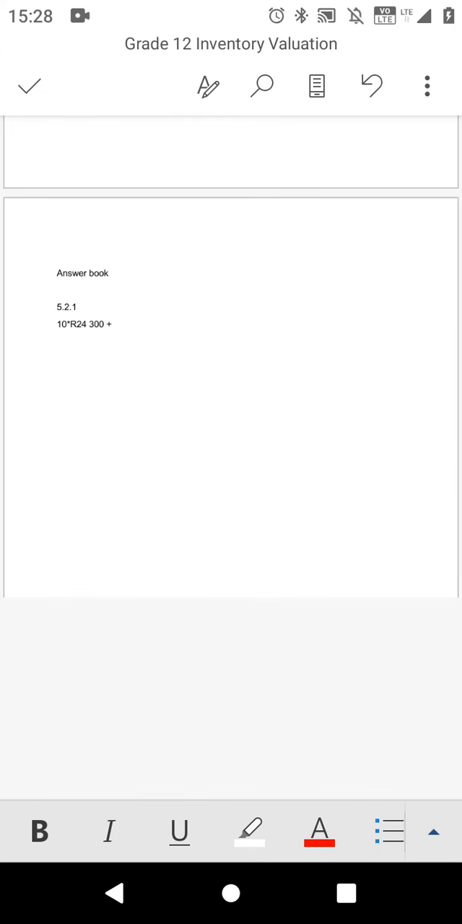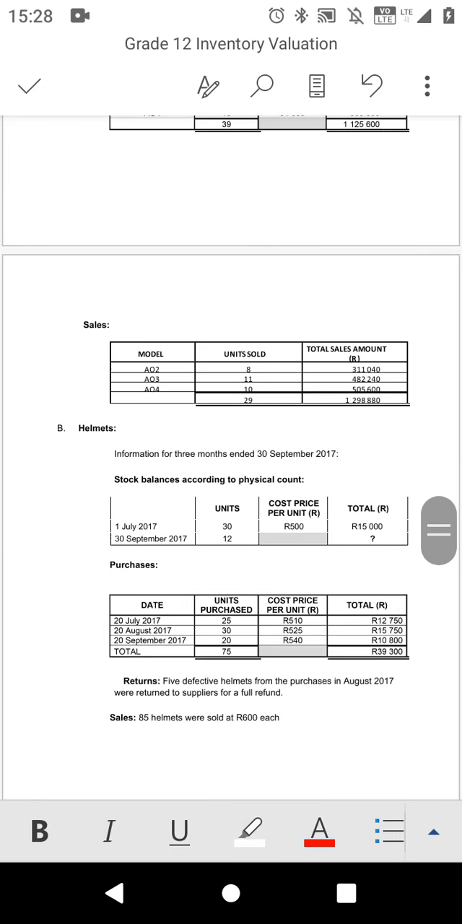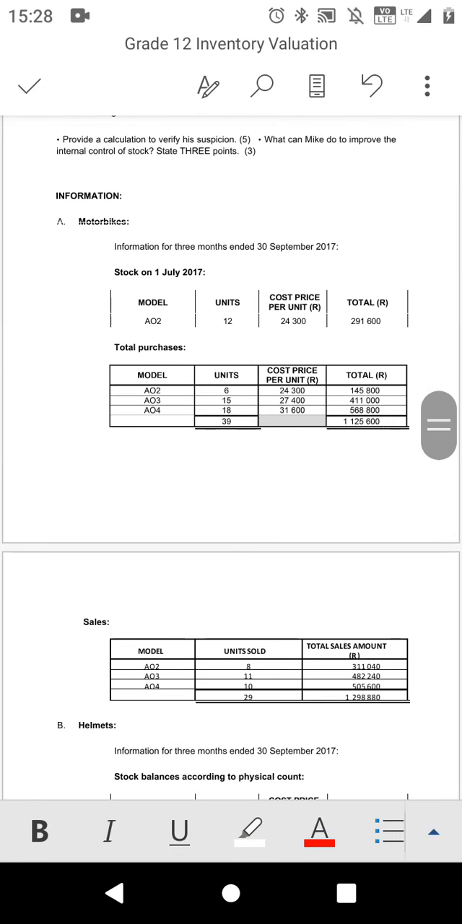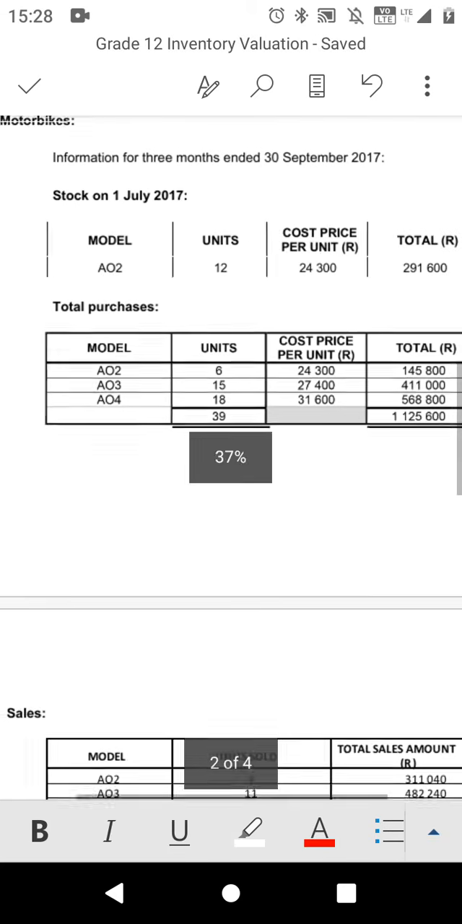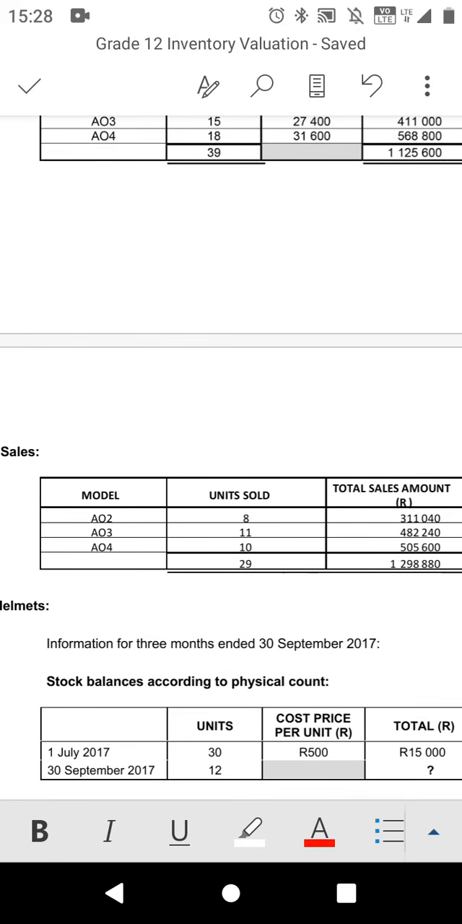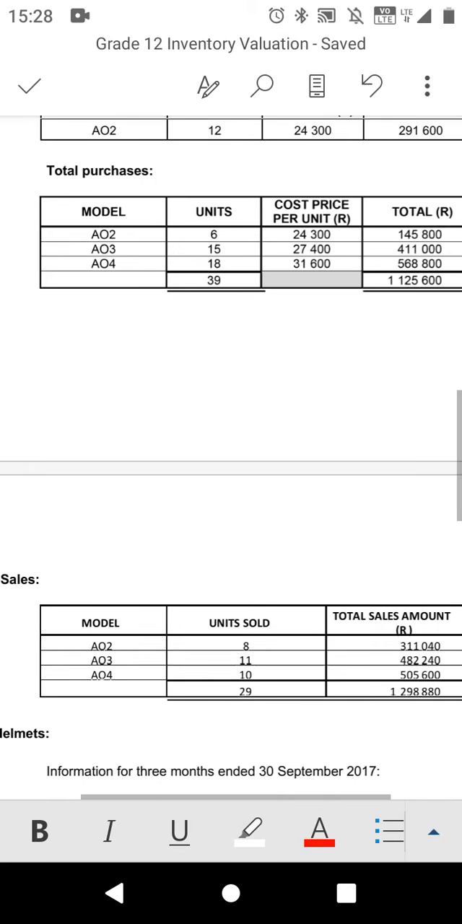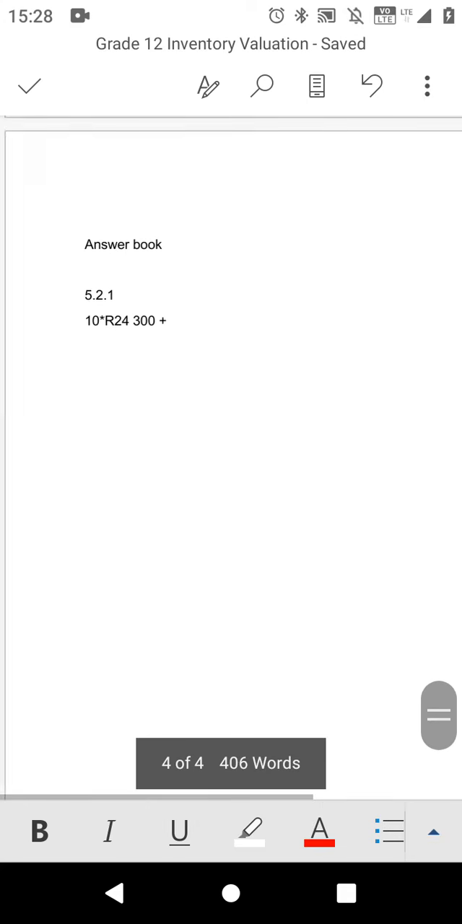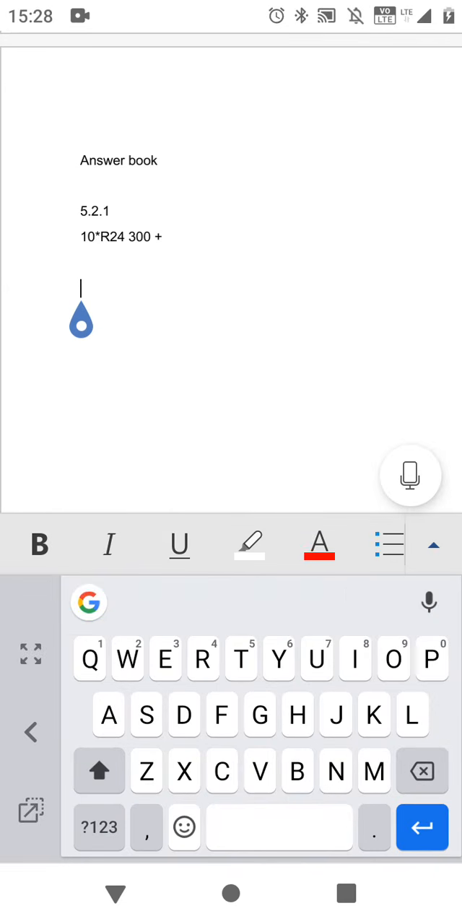Let's go to the second one, A3. A3 at the beginning we don't have anything, but during the year we purchase model A3 of 15 units. Then out of 15 we sold 11, which means that we remain with 4 units. Then the cost price is 27,400, which means that we have to say the 4 units that we are left with multiplied by 27,400.